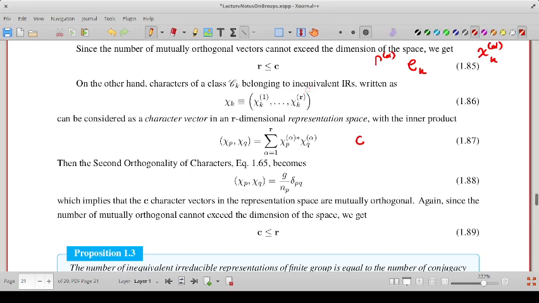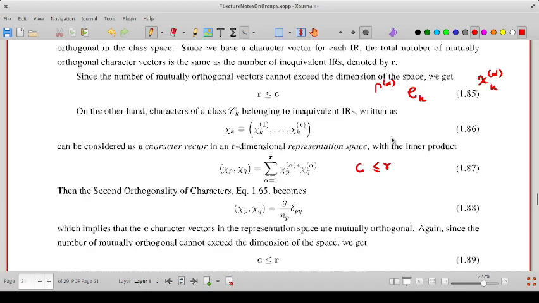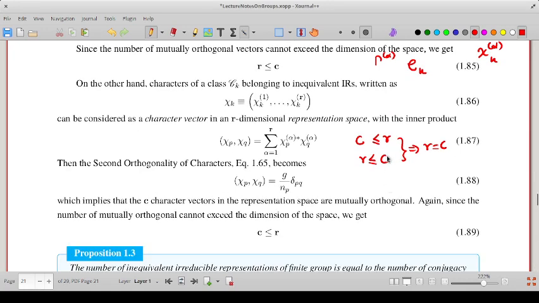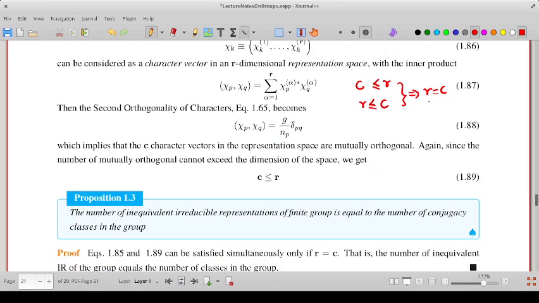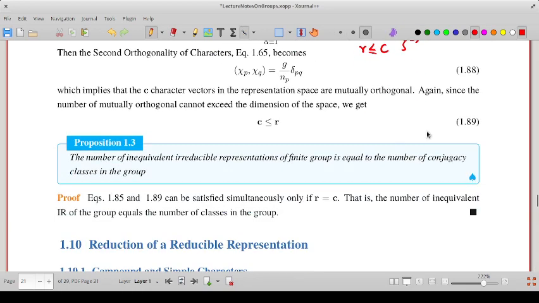Now the dimensionality of the space is R, the number of irreducible representations. The number of linearly independent vectors should be less than or equal to the dimensionality of the space, and therefore C should be less than or equal to R. We earlier got another inequality, that R should be less than or equal to C, and we now have this inequality also. And both these inequalities can be satisfied only if R is equal to C. So that immediately gives us a very important result, which says that the number of irreducible representations of a finite group is simply equal to the number of conjugacy classes of that group.